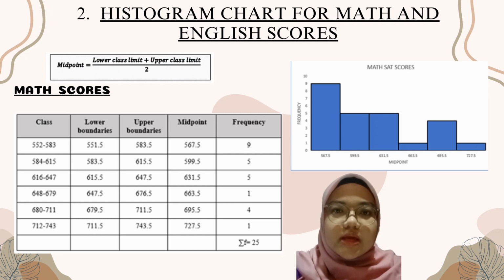I will present question number 2. Histogram chart for math and English score. A histogram is a bar graph representing a data set's frequency distribution. In the histogram, we show frequency and midpoint.